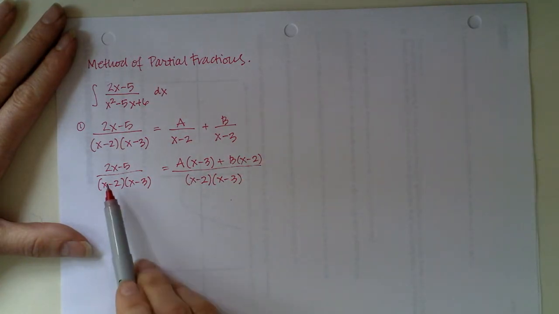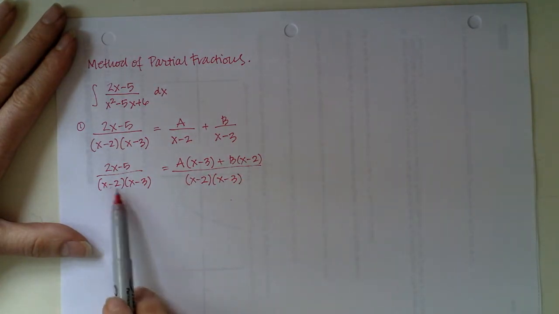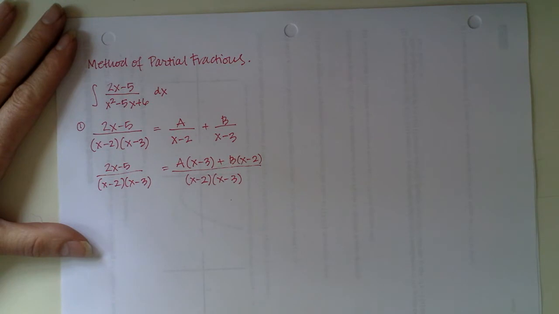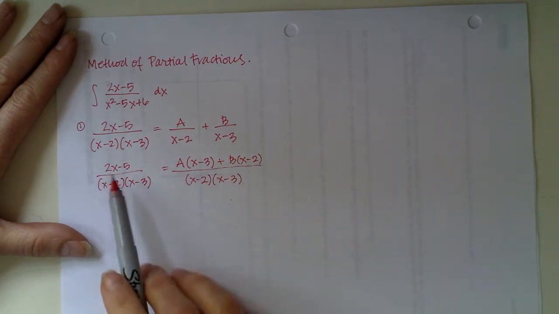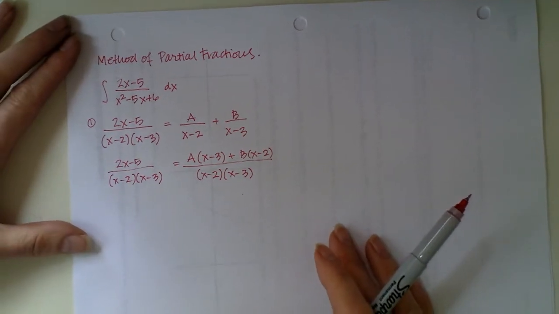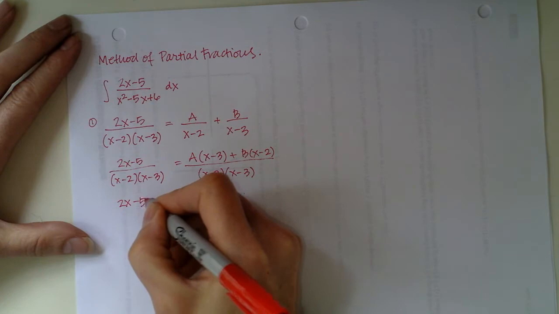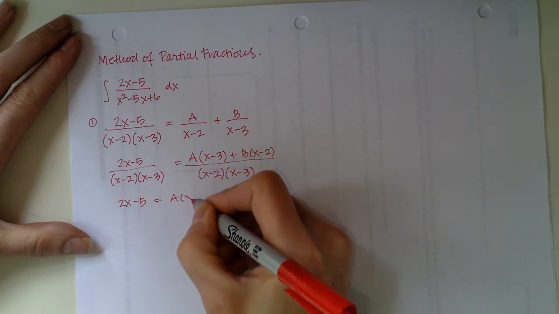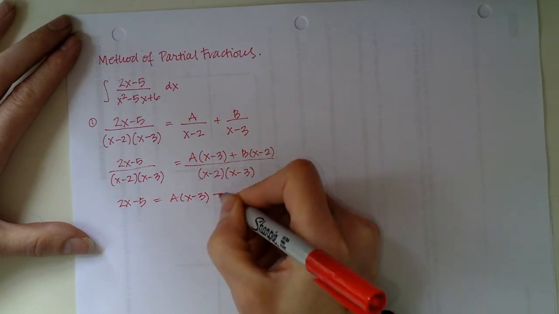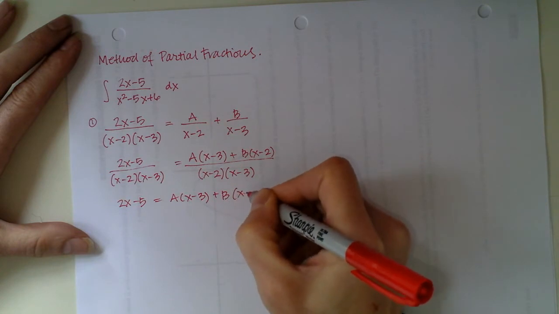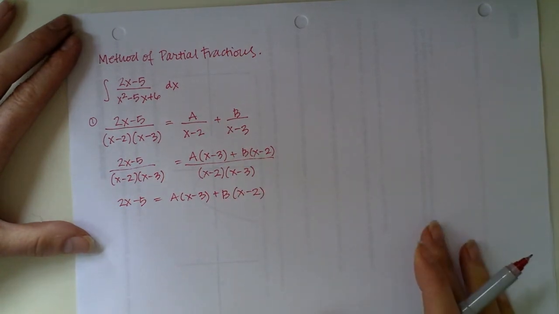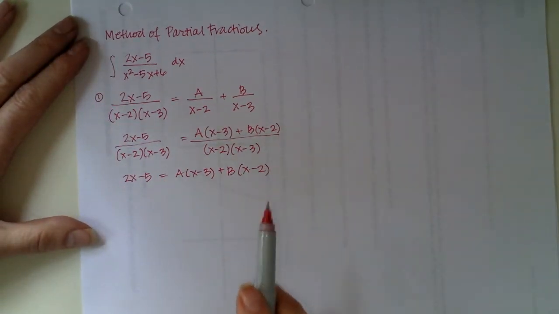Well, here's the thing. If these two expressions are equal to each other, I've already got the denominators equal to each other, right? So the only thing that remains to do is to find a and b so that the tops, the numerators, are equal to each other. So 2x minus 5, I want that to be equal to a times x minus 3 plus b times x minus 2. And I want to find a and b so that this is true for any x that I would put in here.